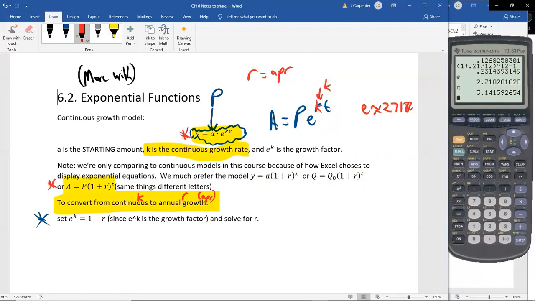Instead of compounding every snap of a finger, 10 billion times, 10 trillion times, it's compounding just once per year. So remember in the last section what we were doing, we were going between APR and APY. Same idea here. We're going between APR and APY. It's just a different formula. This is just another formula to go between an APR and an APY. It's just instead of compounding a certain number of times per year, we're compounding infinitely many times in a year. So this right here is the formula to go from an APR to an APY.